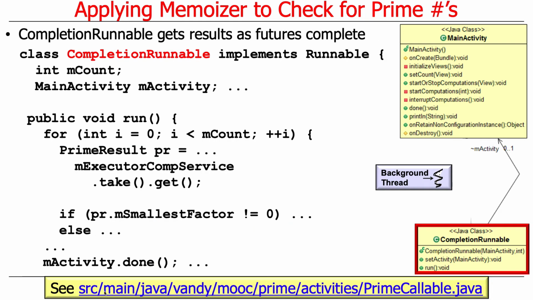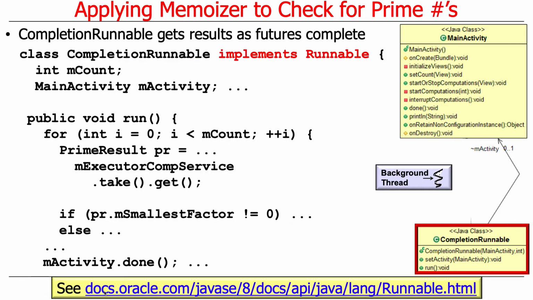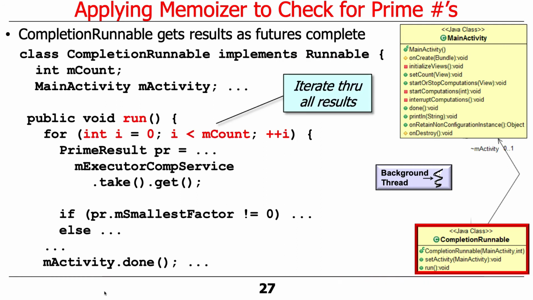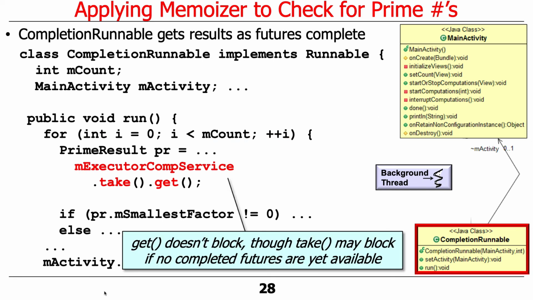Here's the CompletionRunnable class, which implements Runnable, which means, of course, it has a run method. And here's the run method. It iterates through all the results, and we're going to have as many results as there were requests. So there were mCount requests, so we're going to get mCount results. And while we haven't finished iterating through all the results, we're going to call the mExecutorCompletionService. That's the field that keeps track of the executor completion service that we initialized. And we're going to call take followed by get.